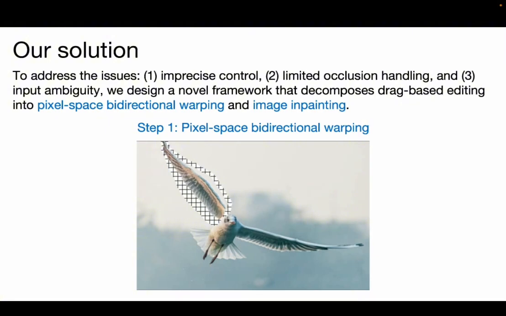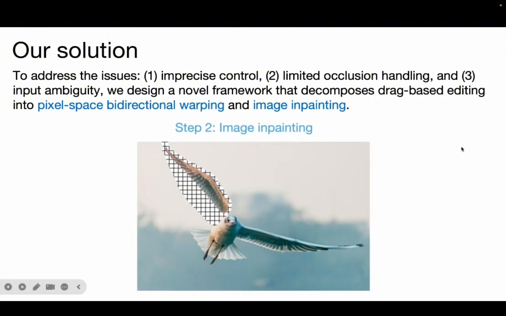Now let's move to step 2, which is image inpainting. After the bidirectional warping step, we have successfully deformed the bird's left wing as desired. However, this geometric transformation creates gaps or holes in the image where content is missing. This is where our image inpainting component comes in to fill these missing regions with plausible content, ensuring the final result looks natural and seamless.